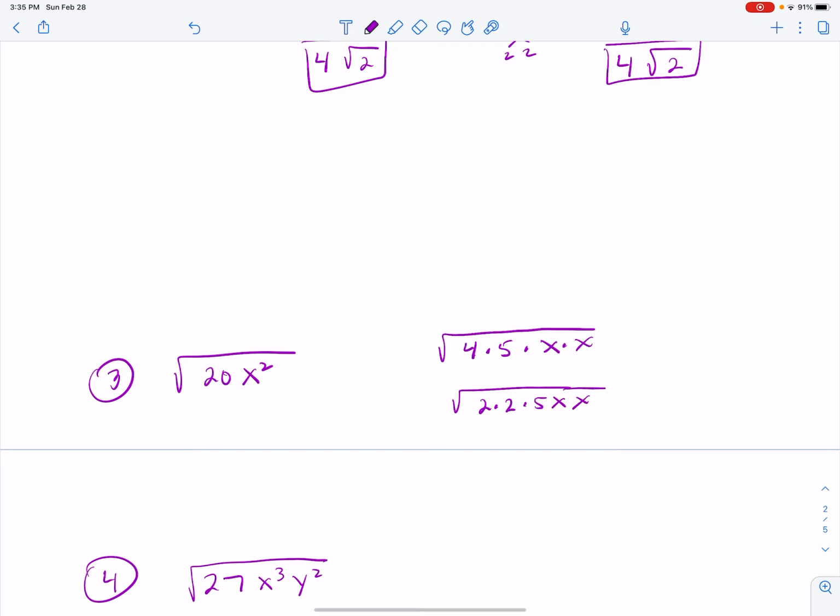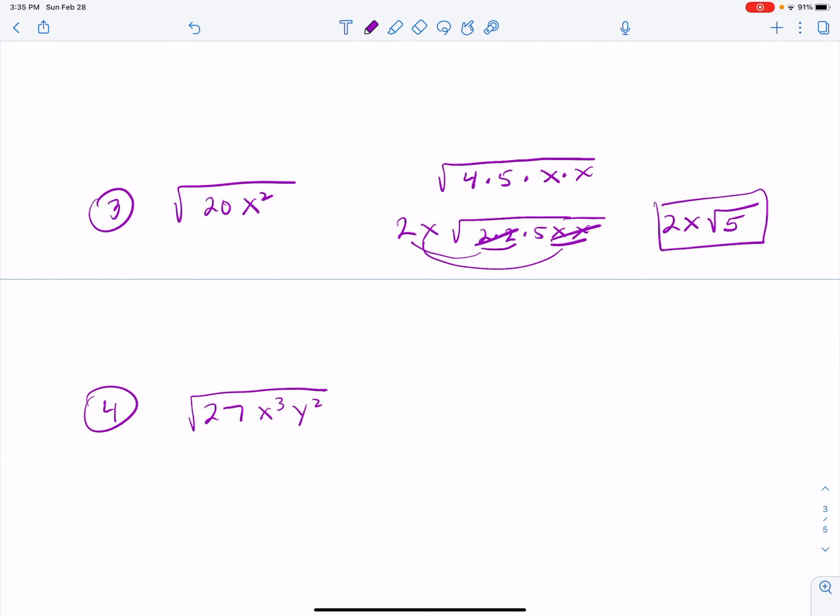x. For every pair, we're going to take 1 out, cross off the pair. Pair of x's, we're going to take 1 out, cross off the pair. And we're going to neaten it up. 2x on the outside is always multiplication, and the 5 stays under. Okay? Some of you might just say, well, I know that that's 4 times 5, so that's 2 root 5, and the square root of x squared is x, and that's fine. You can do that.